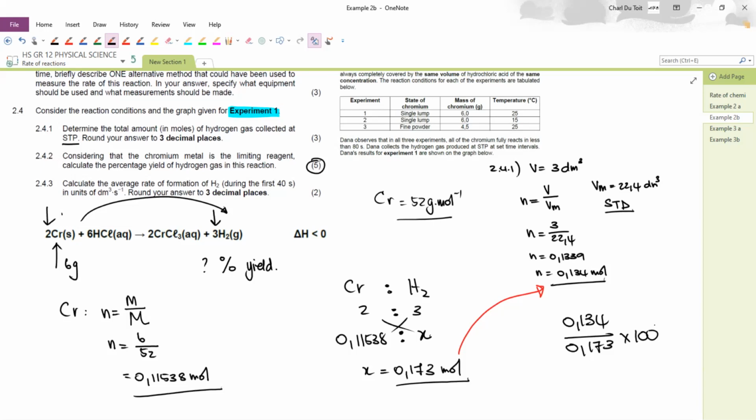So it's not an excess. No, it's not. Something went wrong in the reaction. Okay. Consider that the chromium metal is limited. Calculate percentage yield. Percentage yield is only 77.46%.